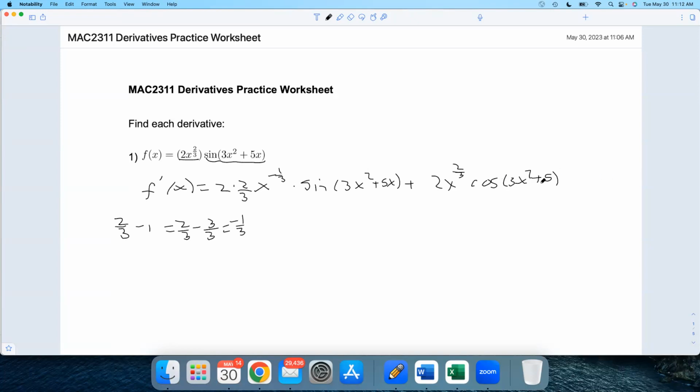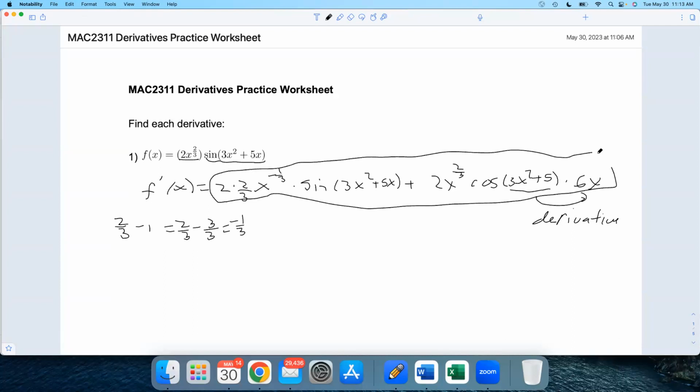So now I need the derivative of this stuff. So the derivative of 3x squared would be 6x plus 0. I mean, I could write plus 0, but that would be silly. It's unnecessary. Derivative of 5, of course, is 0. Okay, so this guy's derivative is right there, for chain rule. Okay, so there's my answer. And maybe this could be cleaned up, maybe it couldn't, don't really care.